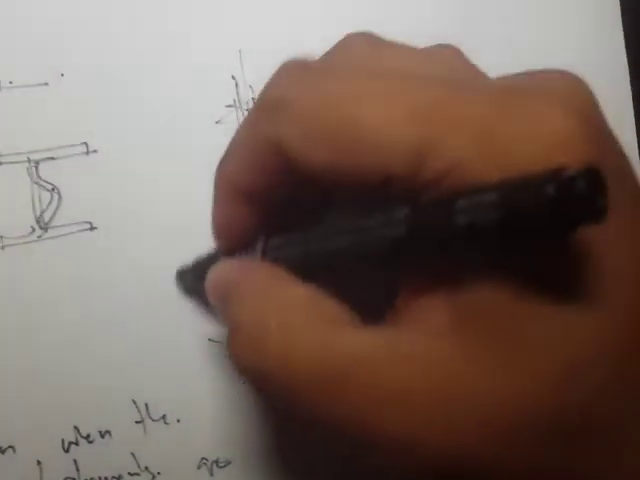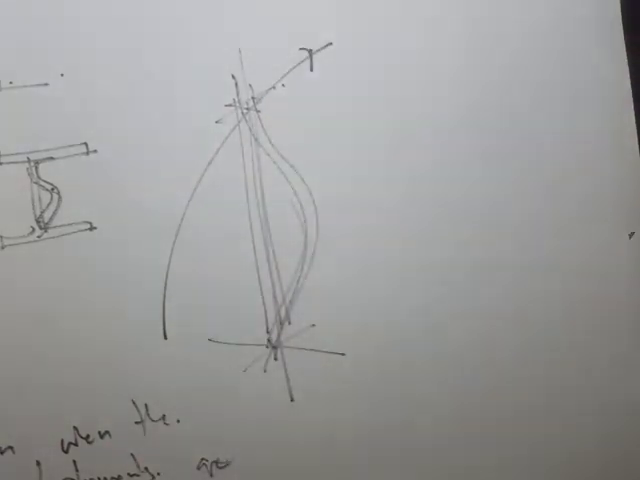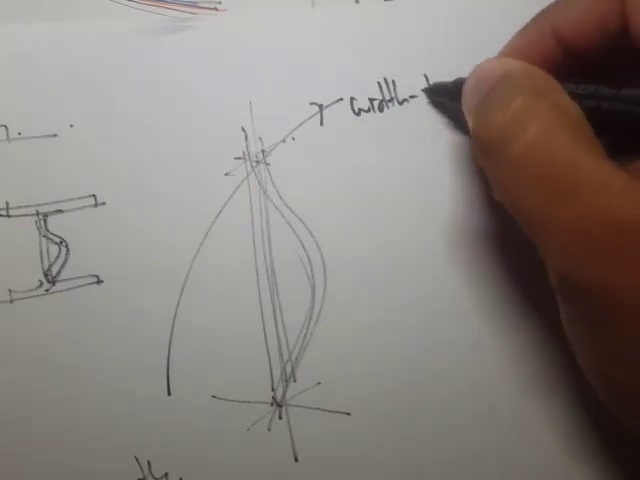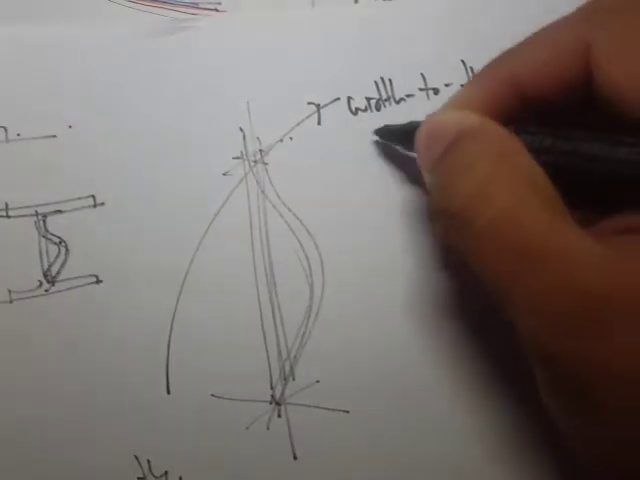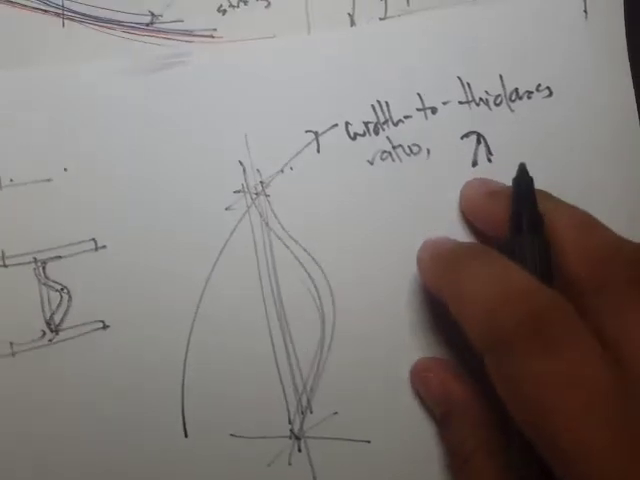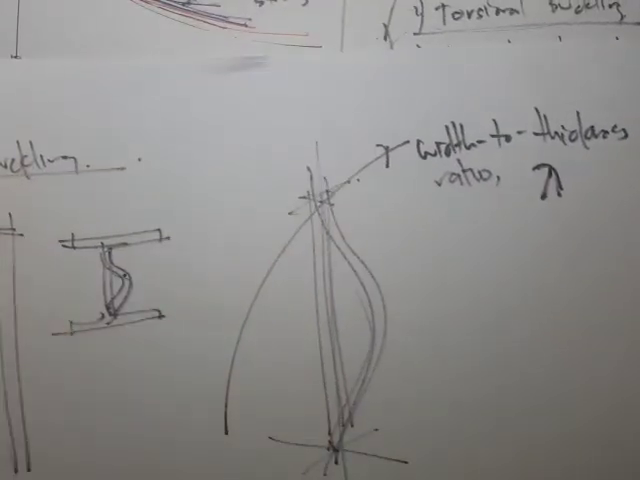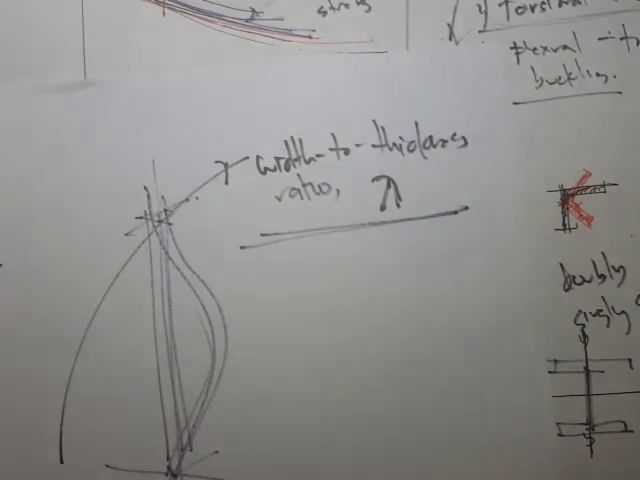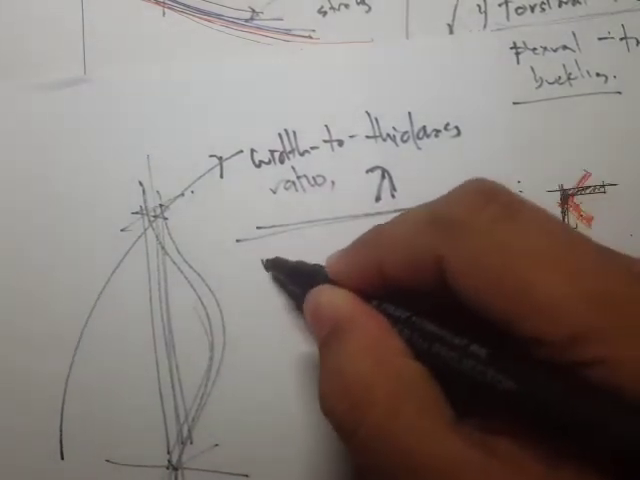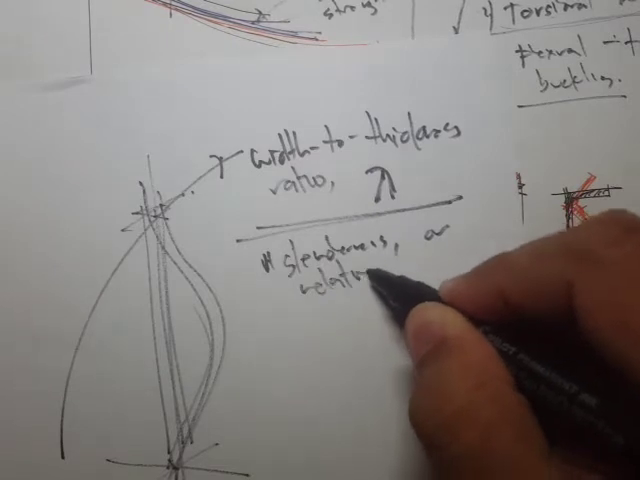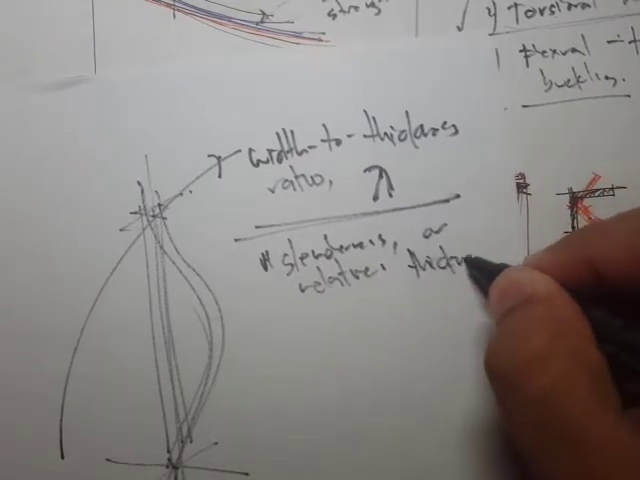So this gives rise to the concept of the width to thickness ratio, and is denoted by this lambda. Okay, so that's the parameter, sometimes referred to as slenderness or relative thickness.